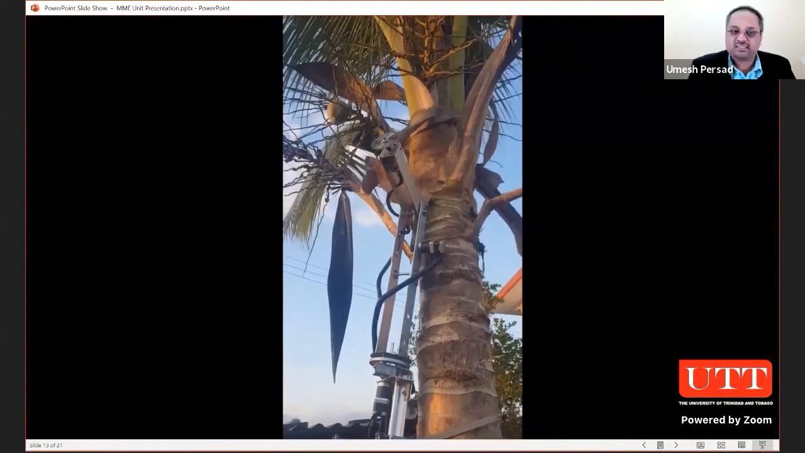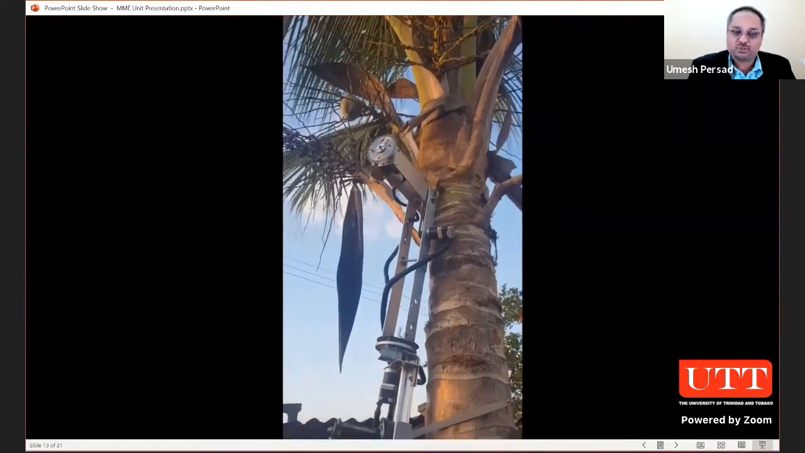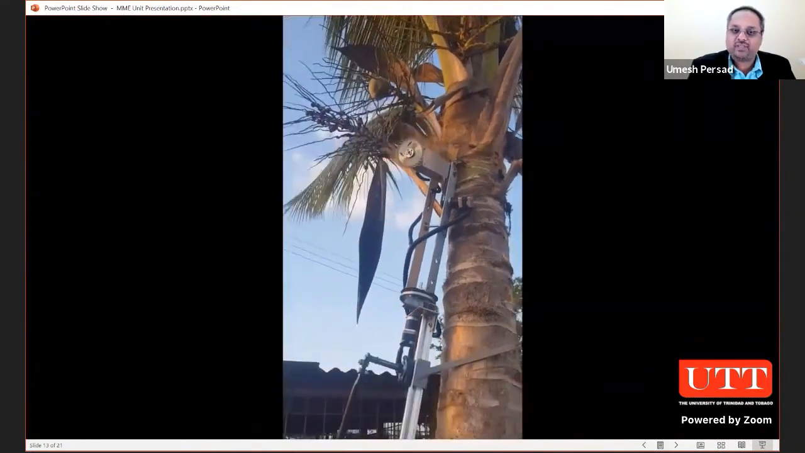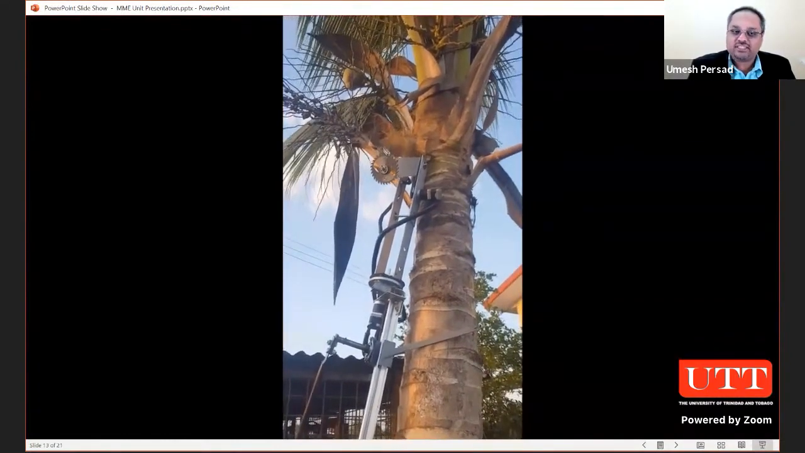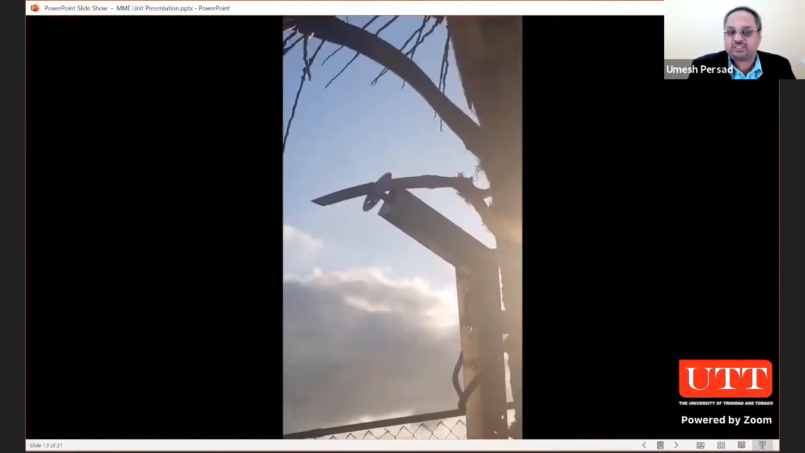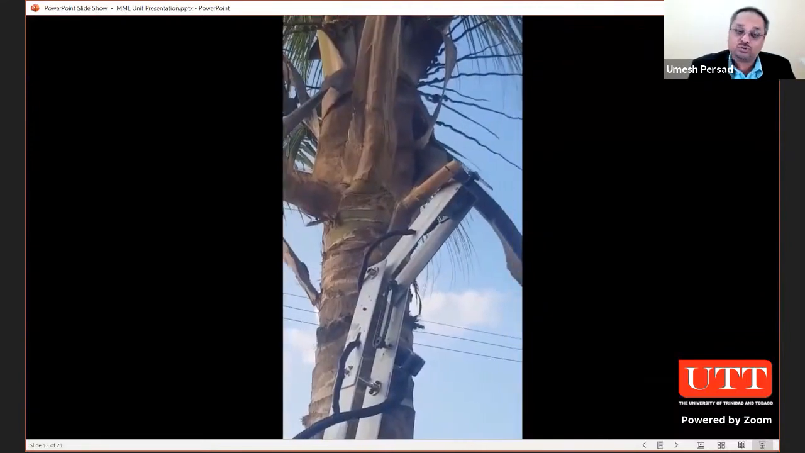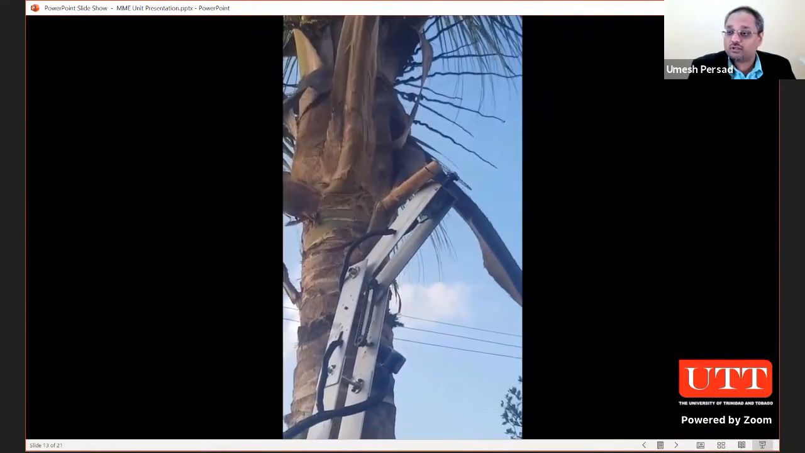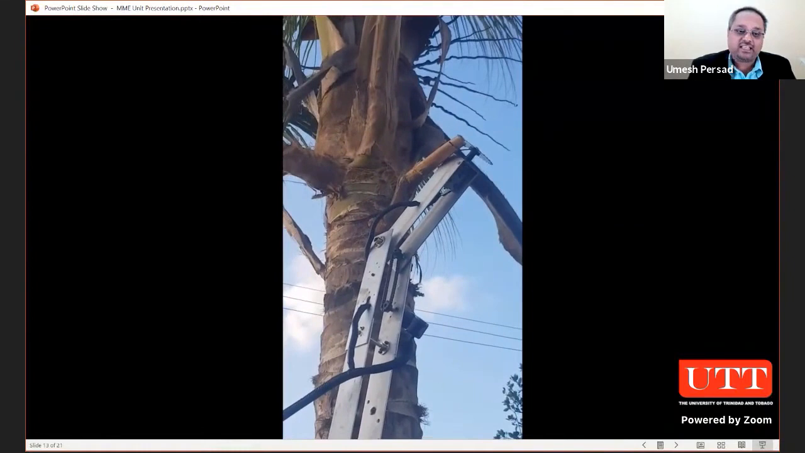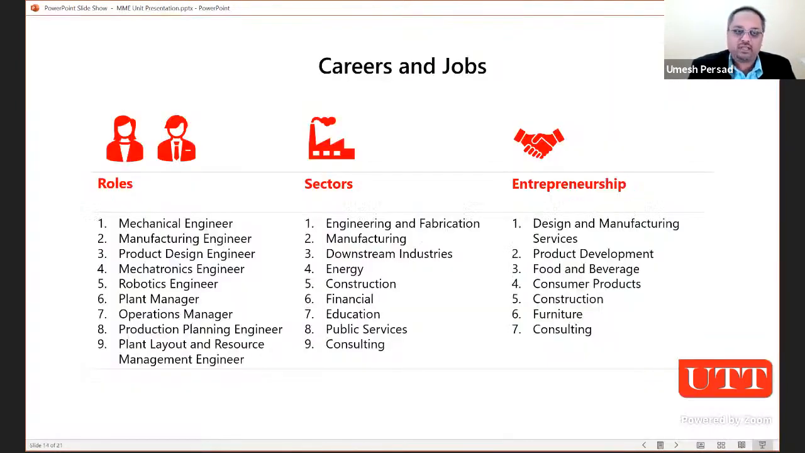Okay, so it's a robot that is looking like it wants to do something, and you see there's a blade on the end there. This particular device was designed to cut coconuts off a coconut tree. It's a fully automated device controlled by the student who was off camera. So here you see a practical project that was developed.